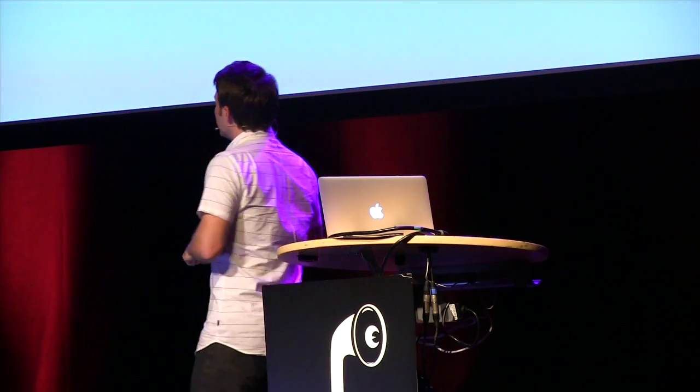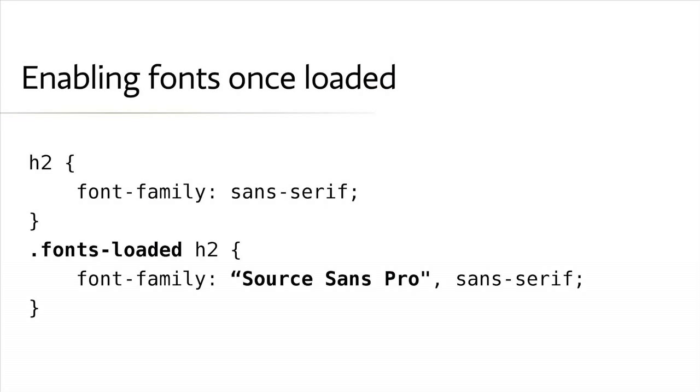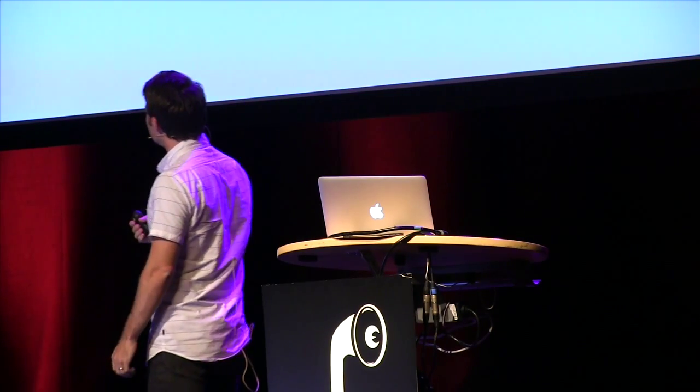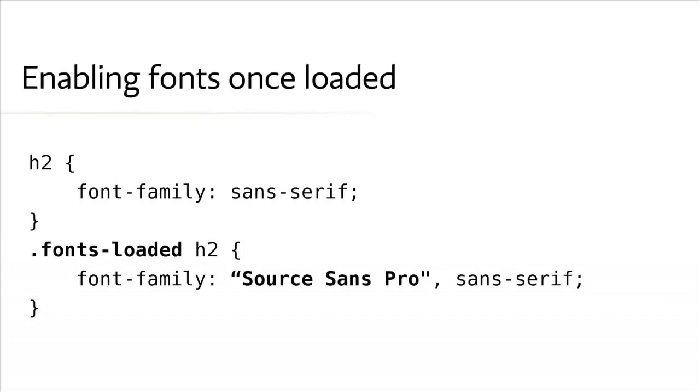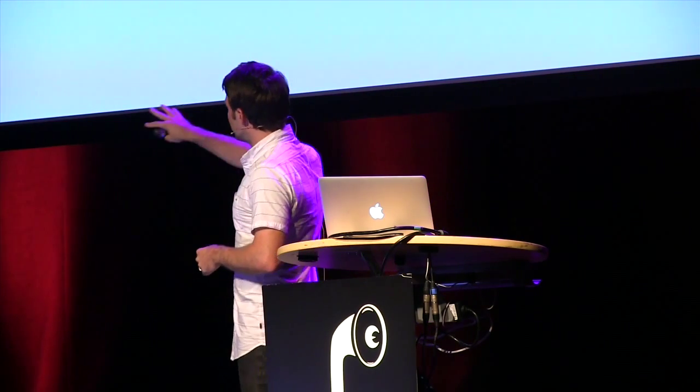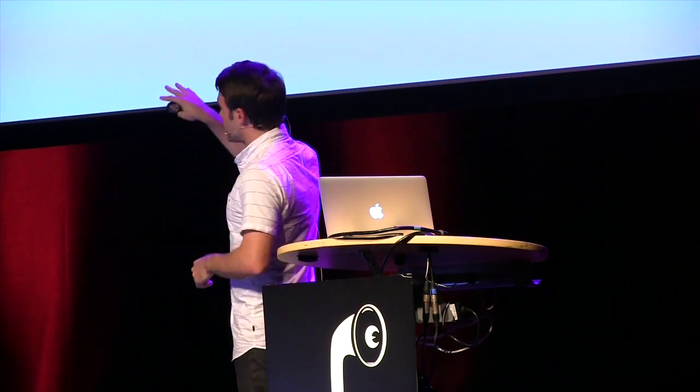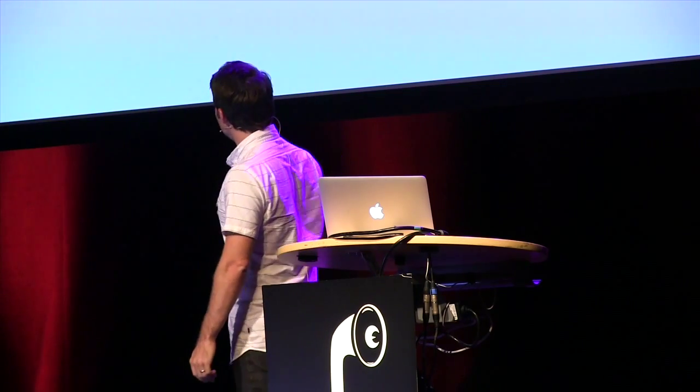In CSS, it would just look like this. We have an H2, and it's styled with a sans serif fallback font. It could be any fallback font that's widely installed. And then we have a class that we're opting into. So if you can imagine this class was added to the body or the HTML element, then we can use a descendant selector to say, OK, if that class is there, style the H2 with this particular font that we know is loaded now.